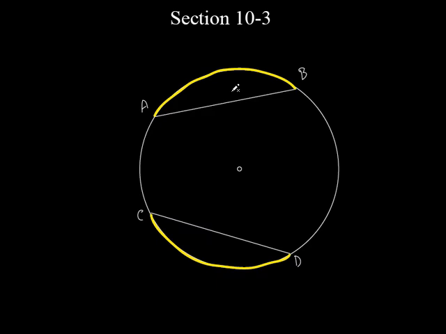Alright, so look at the two yellow arcs right there. Any idea? What do you think? Yeah, they're equal arcs. Exactly right. And they go through a proof. I'm not going to do it right here, but they do go through a proof.